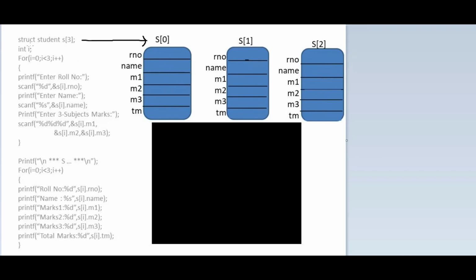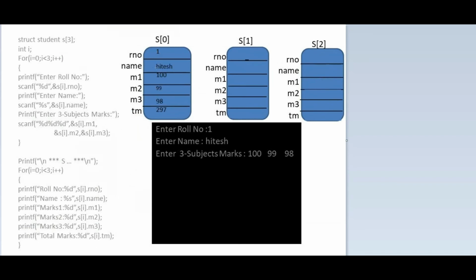Then our second line, integer i, is executed and then the for loop will be executed. In this for loop, we are taking information of roll number, name and three subject marks for i equal to 0, the first iteration. So all the information that we enter will be stored in s of 0. After the first iteration of the for loop, we will get data like this in s of 0, which means the first student's detail is ready.